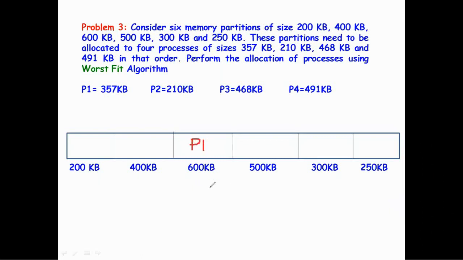Next P2. The size of P2 is 210 kb. P2 cannot be allocated in 200 kb. But among 400, 500, 300 and 250, 500 kb is the largest. So P2 will be accommodated here.